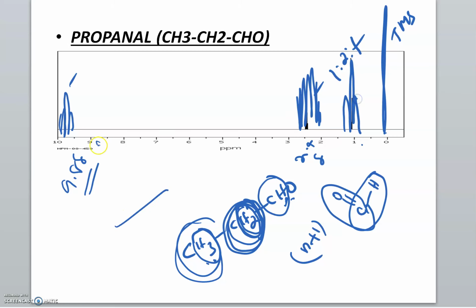We get 3 lines. One line for CH3, it is split into 3 by the CH2 group, and another for the CH2 group, it is split into an octet. That is a doublet of quartets: quartet by CH3, doublet by CHO. And a triplet for the CHO proton by the splitting due to the CH2 group. Okay, that's all about NMR spectroscopy.